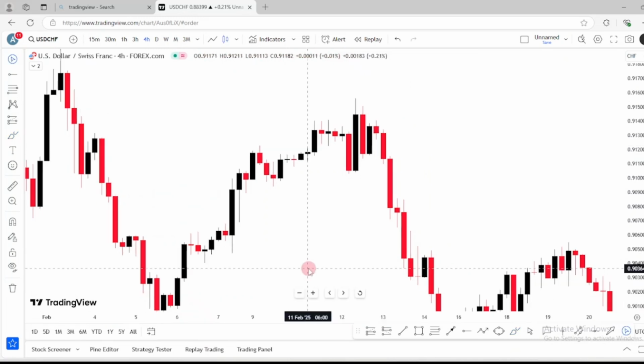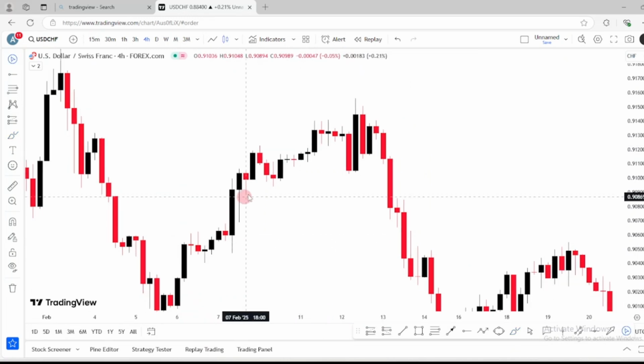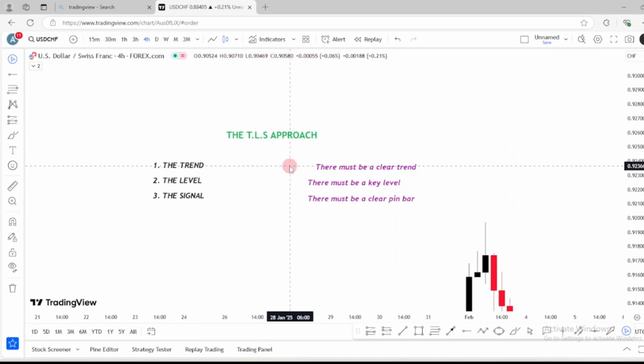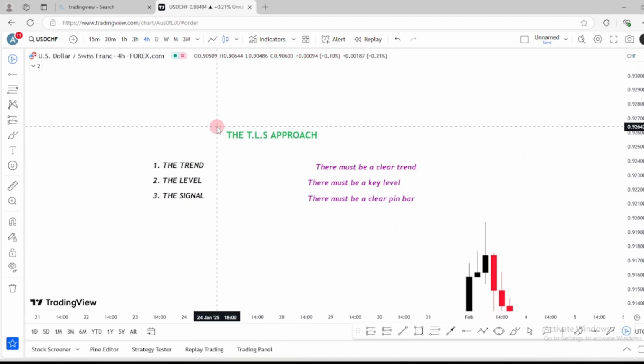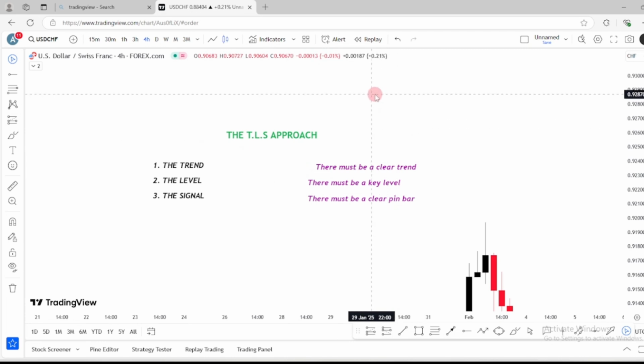Now let's go to the principle that we're going to look out for in order to trade this pin bar candle as an entry. This is the approach that we're going to follow to trade this pin bar candle. We are going to follow the TLS approach. The T stands for the trend. We want to see a clear trend. There should be a clear trend in the market.